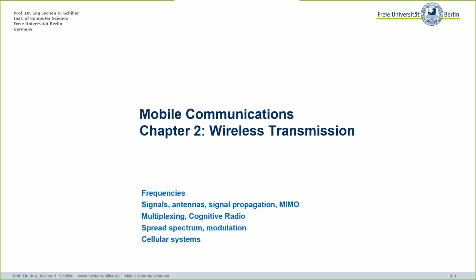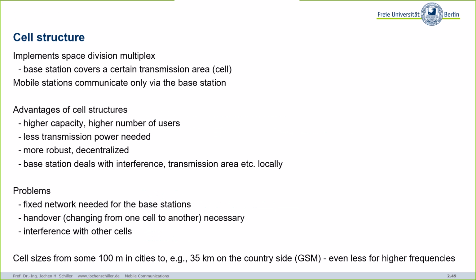Okay, so welcome everybody. Today we will wrap up wireless transmission chapter 2. In this chapter we already covered the major part in the Q&A session. So what is left is basically the cell structure, the idea of splitting, of segmenting space into cells. This is why in some countries those networks are also called cellular networks. So that's basically space division multiplexing.